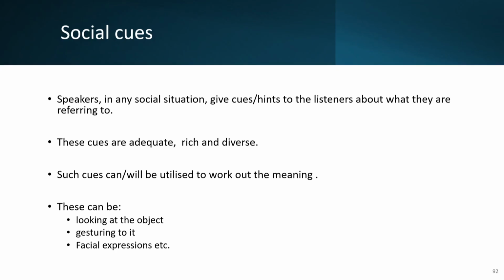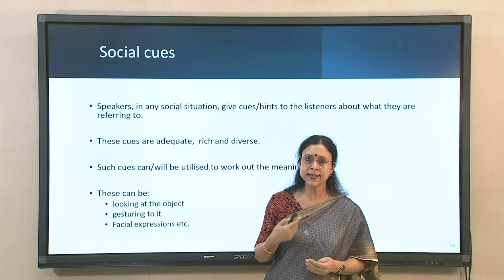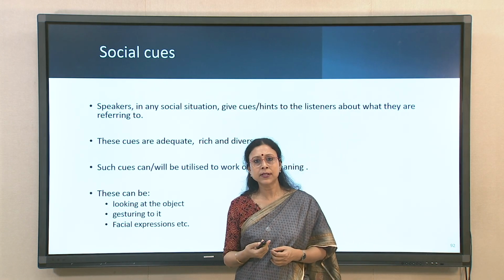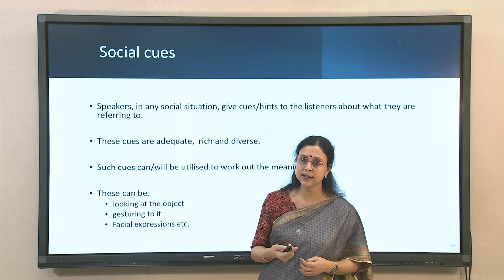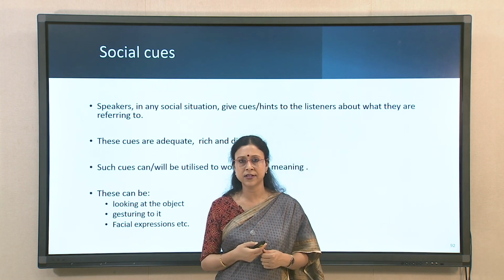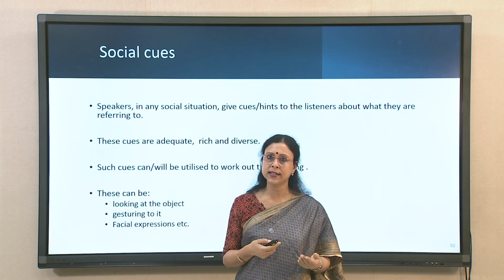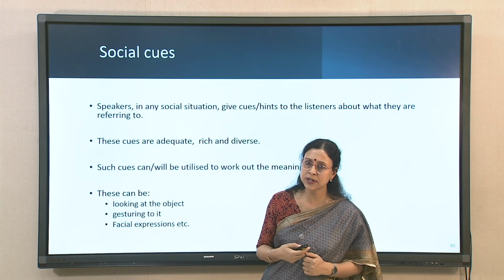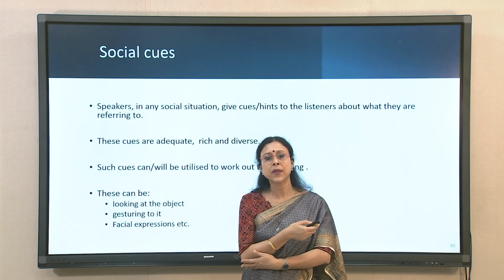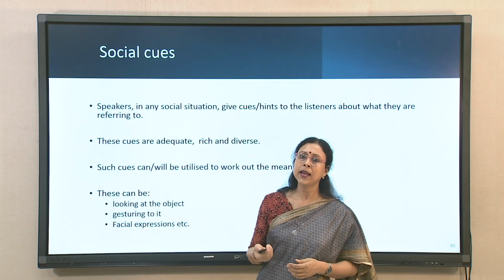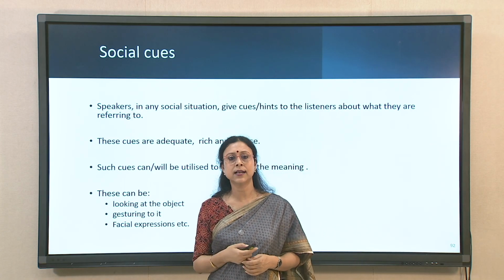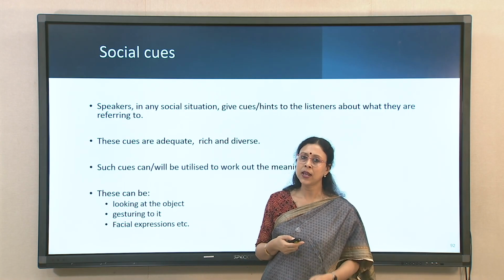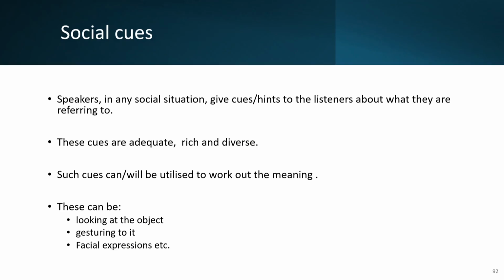A social cue is something that is part of any conversation setup. When we speak, we not only use words, but there are also a lot of non-linguistic factors that are part of any conversation, any speech scenario, so to say. According to this theory, those extra-linguistic or non-linguistic cues are adequate, rich and diverse. They are good enough to help the child pick up the meaning of a word. That is the idea. Such cues can be, and automatically will be, utilized by the children to work out the meaning of a word.